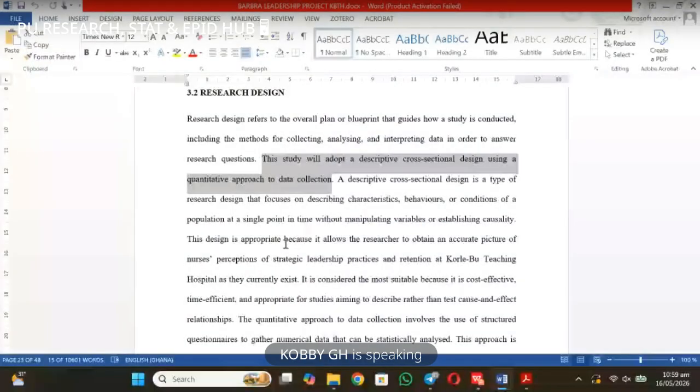Now, for those of you who do qualitative, when you get over here, the second sentence, you write, this study would employ exploratory research design using qualitative approach to data collection. So the first sentence, you define research design. The second sentence, you are going to tell us the design you use. If you are going to do a quantitative study, this is how you construct your sentence. This study would employ or would adapt descriptive cross-sectional design using quantitative approach to data collection. You see how it goes.